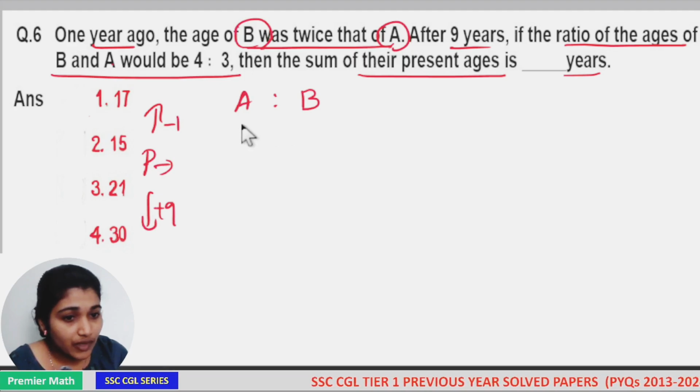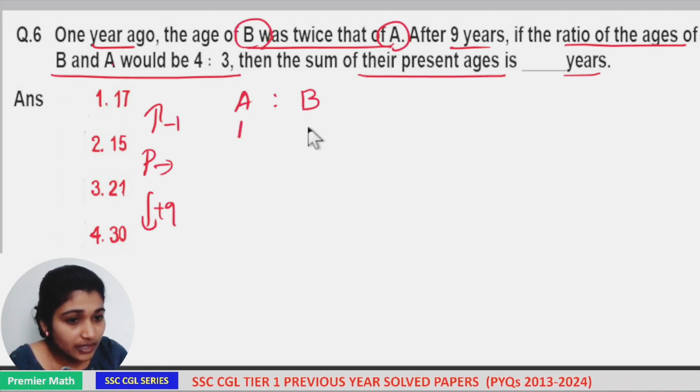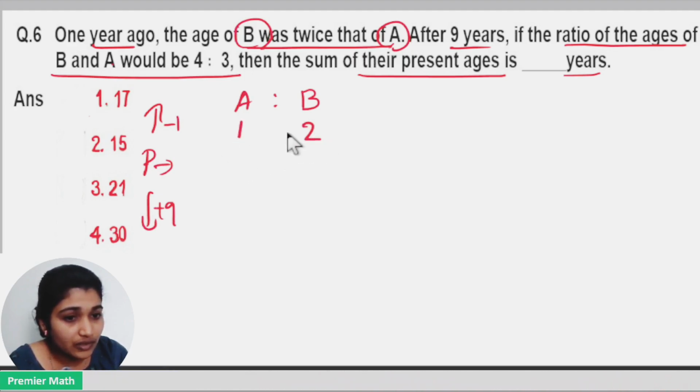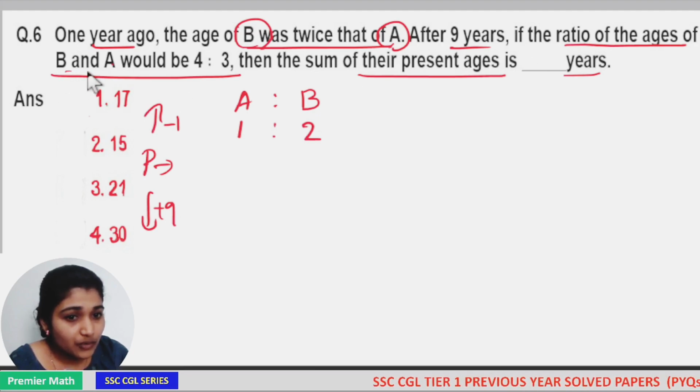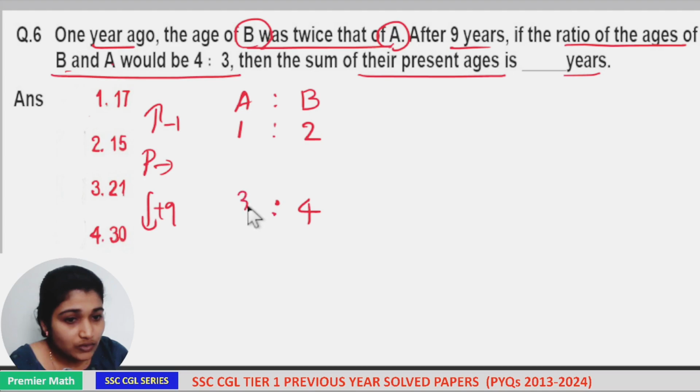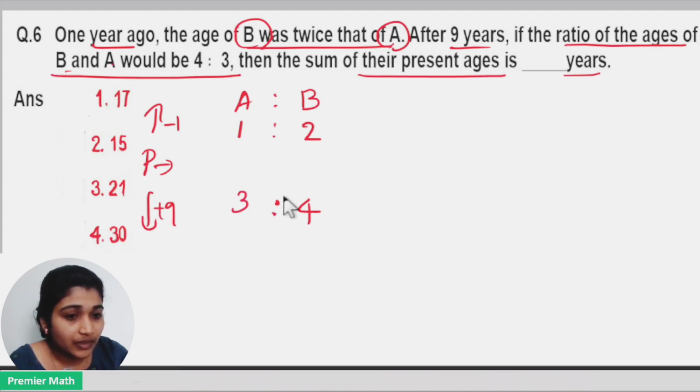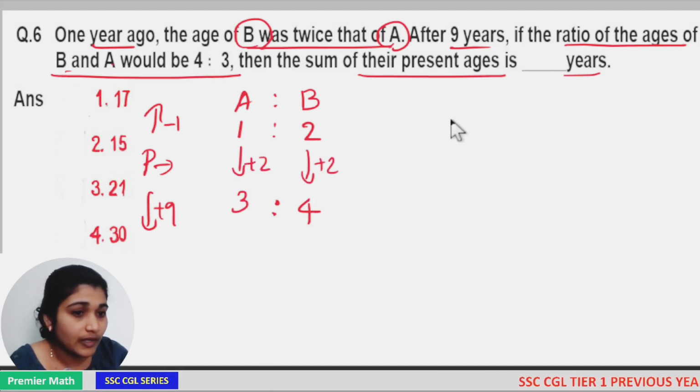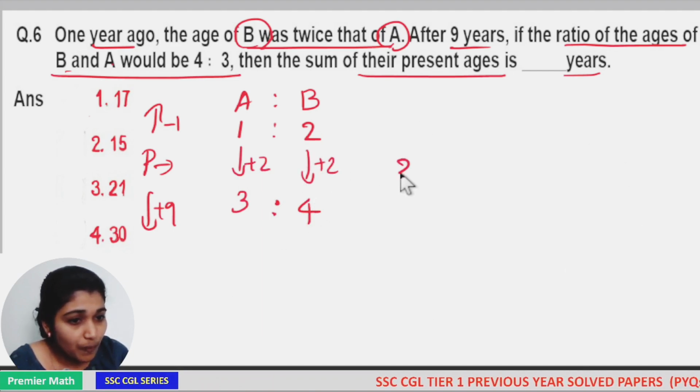That is, if A was 1 year, then B was twice the age of A, that is 2 times the age of A. So 1 year ago, the ratio of ages of A and B was 1:2. And after 9 years, the ratio of B and A would be 4:3. Now, if you look at this, here 1 plus 2 is 3 part and 2 plus 2 is 4 part. So here 2 part is the difference in ratio.